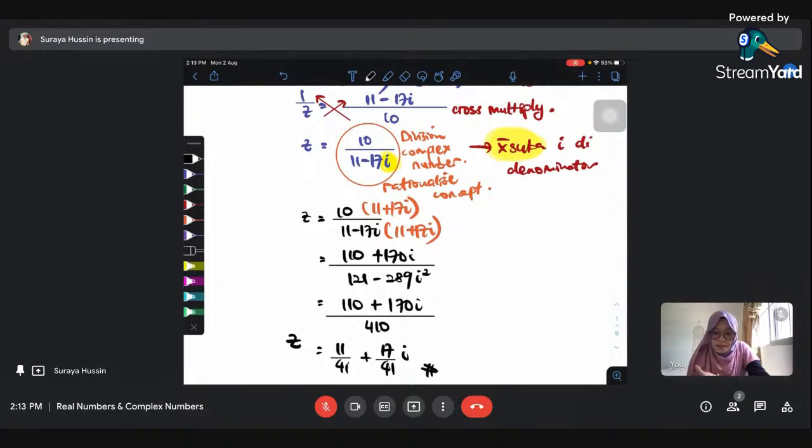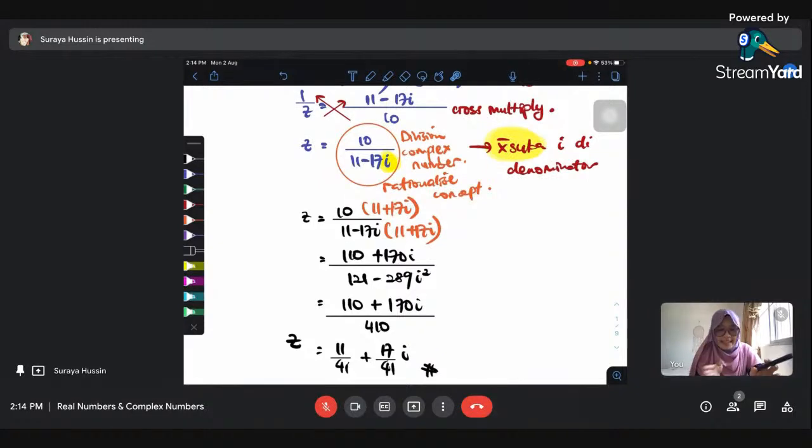Is it understandable, class? Have 4 classes here. Adakah difahami setakat ini? Konsep rationalize itu yang saya nak tekankan pada kamu semua. Boleh ke masing-masing chat di ruangan, memberi respon di ruangan chat tersebut? Adakah kamu faham, sebenar-benarnya faham konsep rationalize?